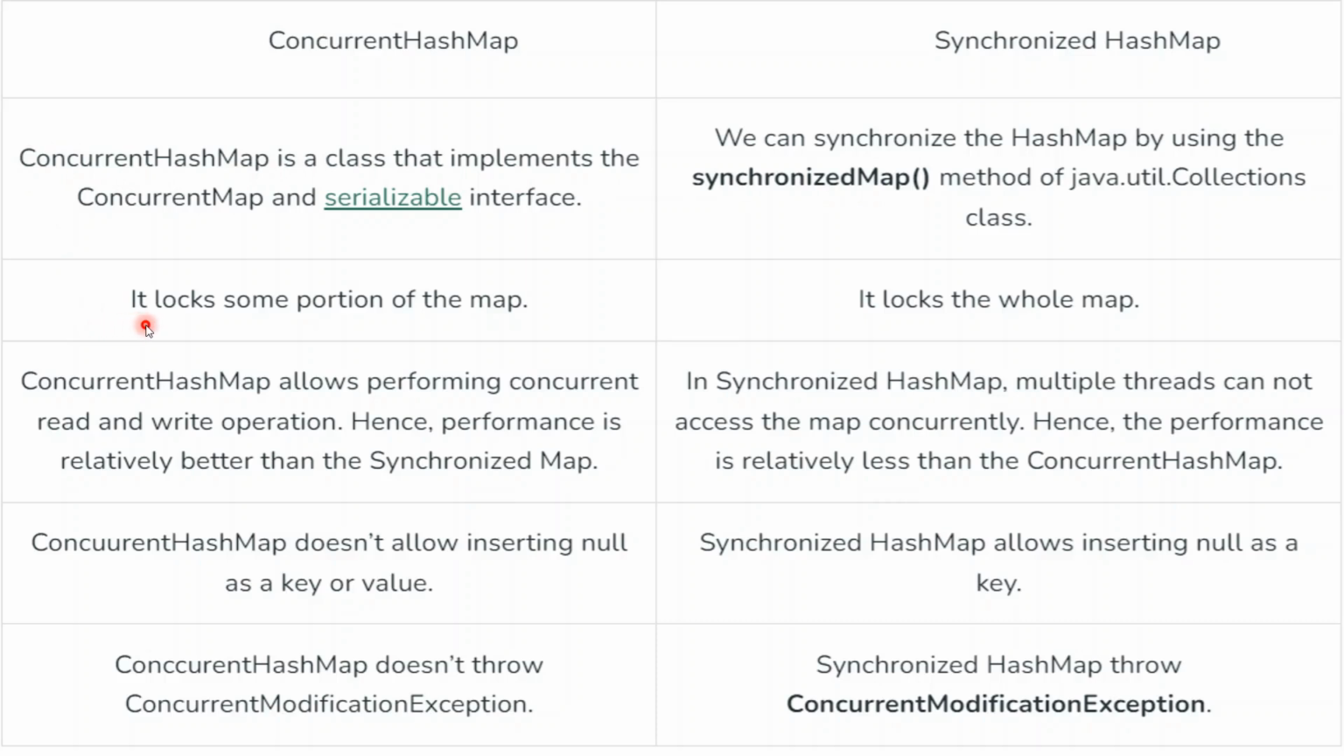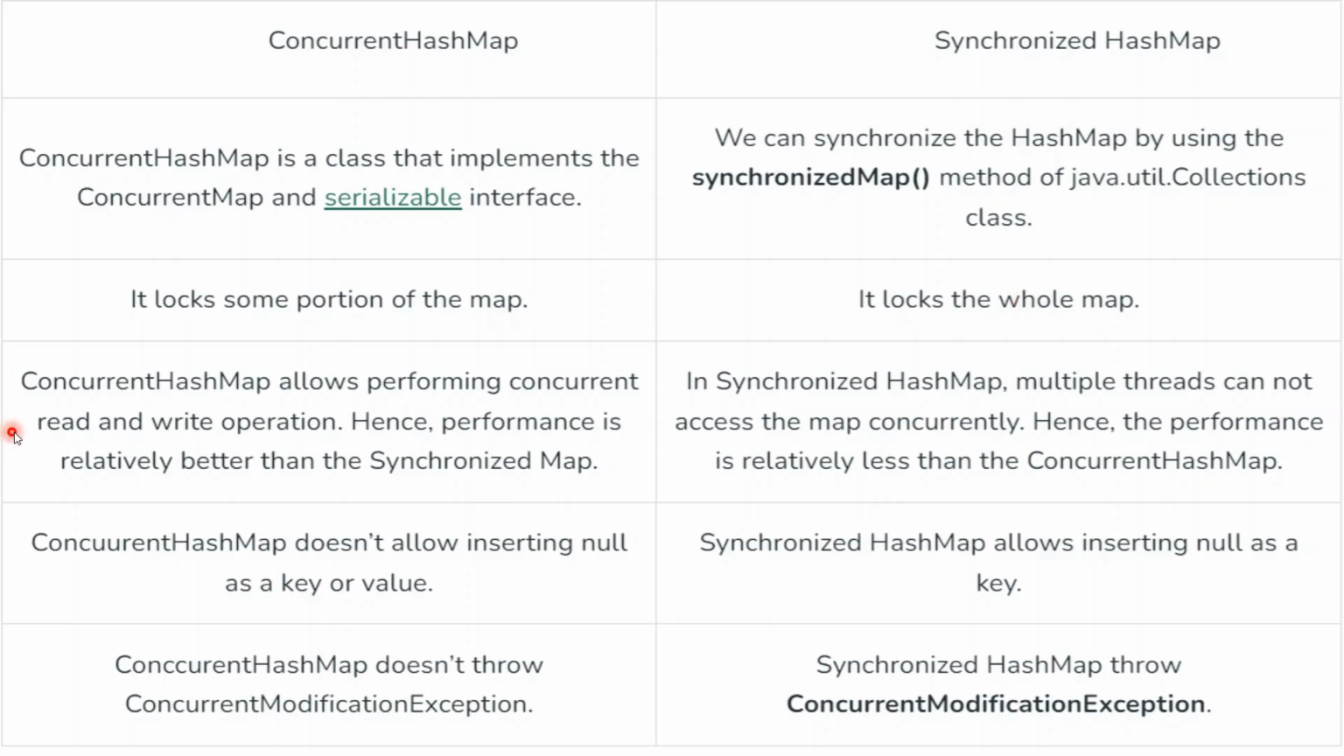In the case of ConcurrentHashMap, it locks some portion of the map. That means it locks bucket-wise. In a HashMap we have 16 buckets by default. If one bucket is required, it will lock only that one bucket. In the case of synchronized HashMap, it locks the whole map. We can see in coding also how it is locking the whole map, so only one thread can access.